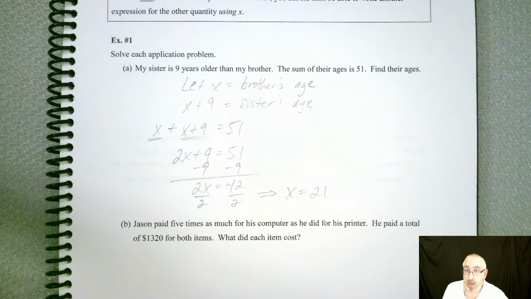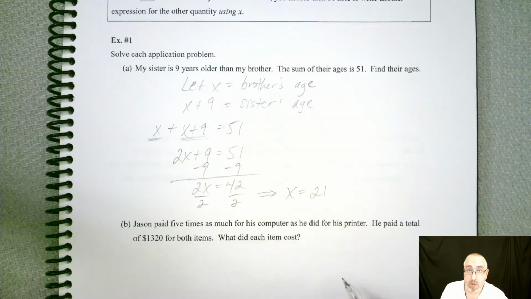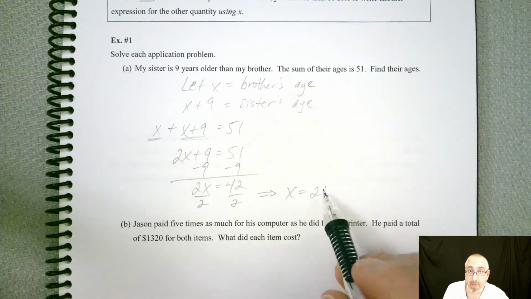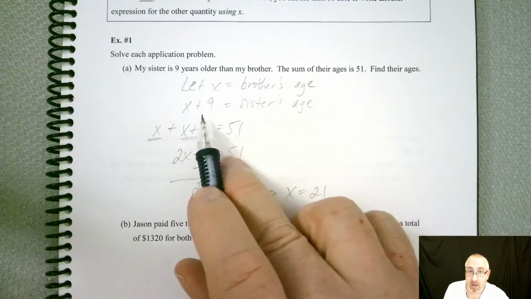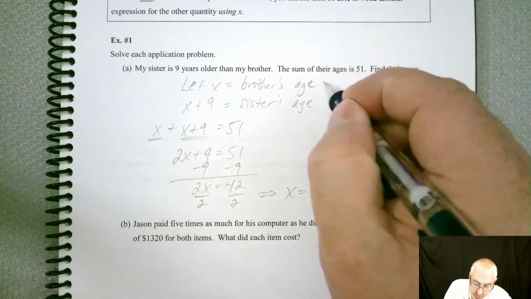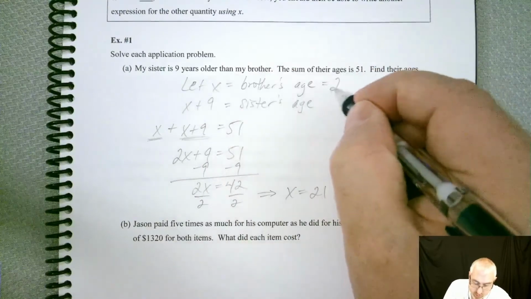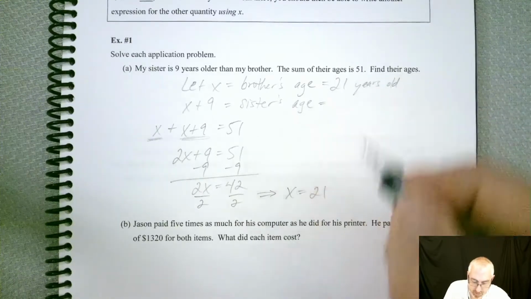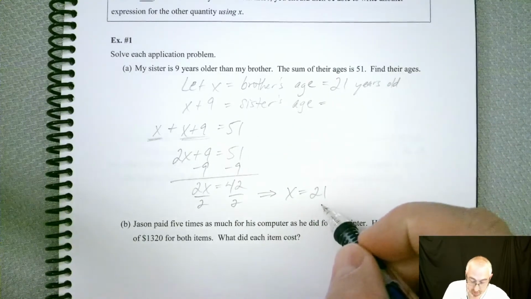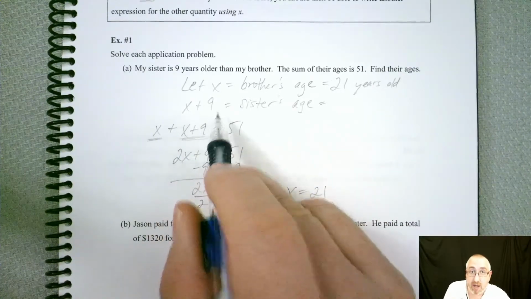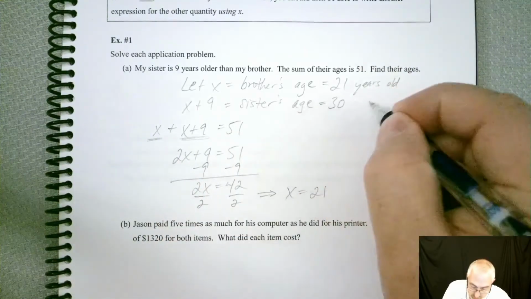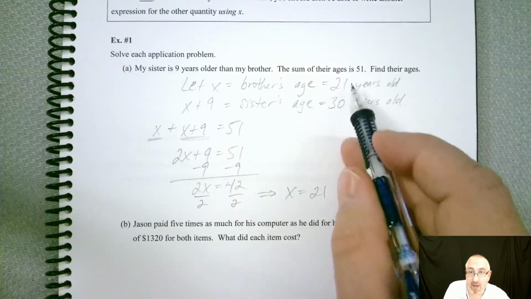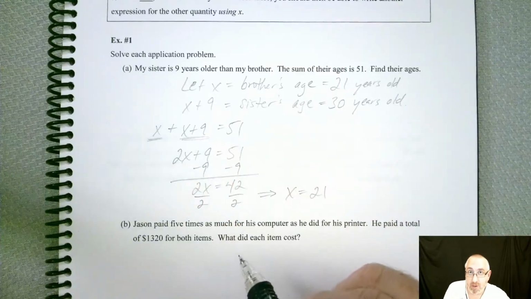Now, be careful. These are word problems. Don't just write x equals 21 and move on to the next one. You got to answer the question. It wants the ages of your siblings. So you have to put that back in to see what those are. That's why I like these let statements, because then you can just say, well, x is 21, so 21 years old. Maybe your brother's odd, who knows. And then if we plug it in here, 21 plus 9 is 30. So 30 years old for your sister. And we can see that it checks. If we add those up, we get our 51. So we're in good shape.